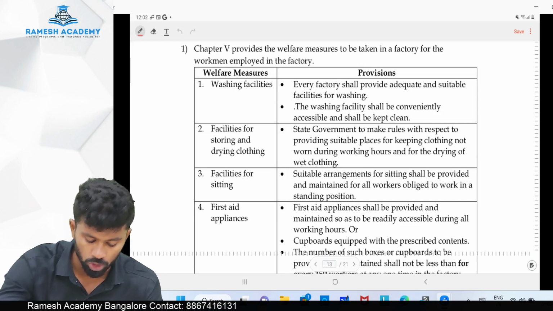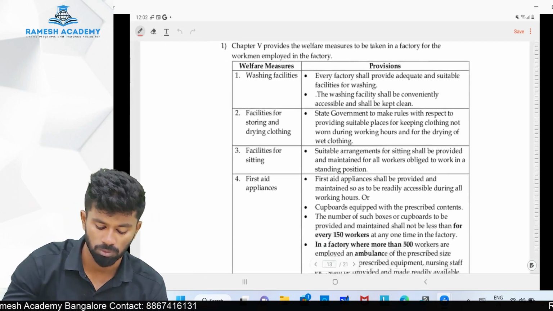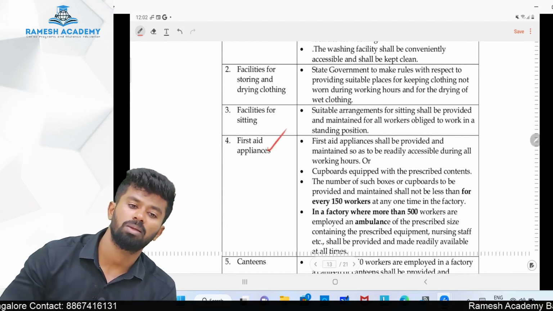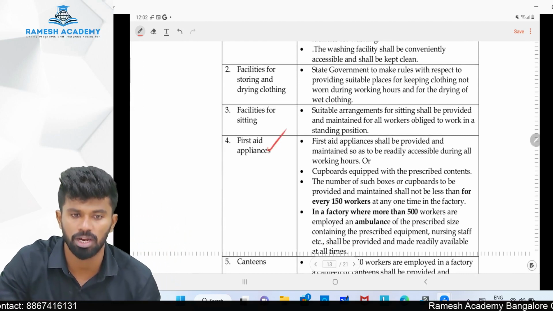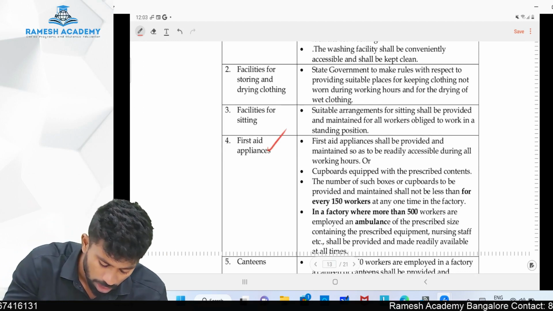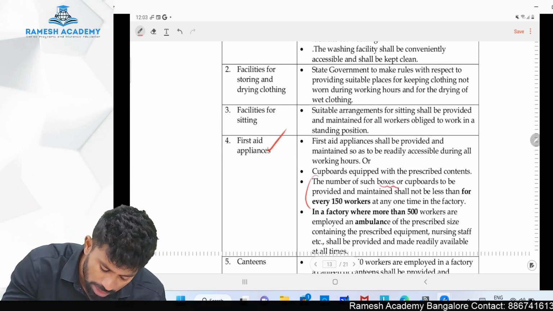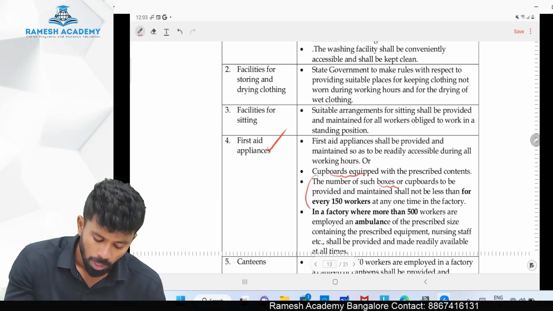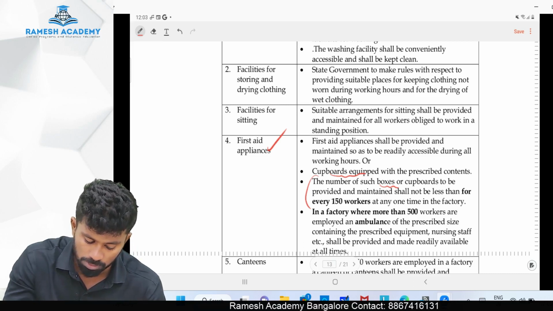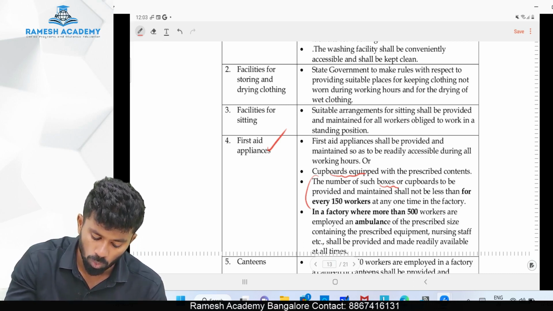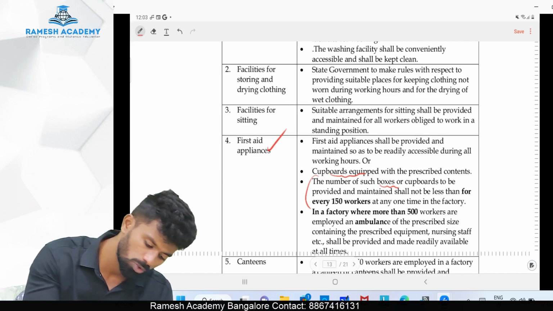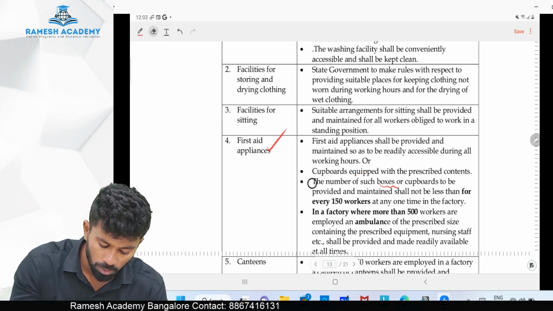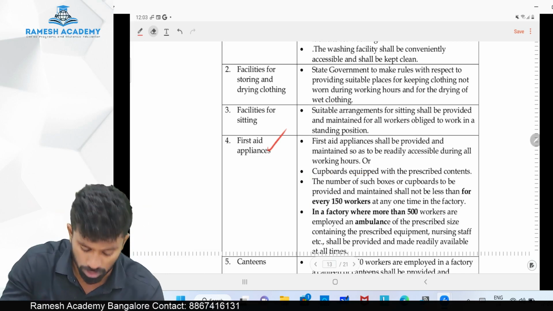Facility for sitting, there should be proper facilities for sitting if the work is carried out in a standing position. First aid appliances, important, they may ask when maintaining of first aid appliances is compulsory. The number of such boxes, that is cupboards equipped with prescribed contents, should be kept in the factory. The number of such boxes or cupboards should not be less than one for every 150 workers. So you have to keep one box for every 150 workers.